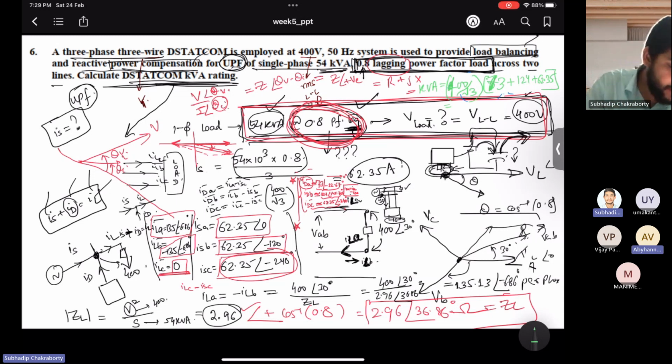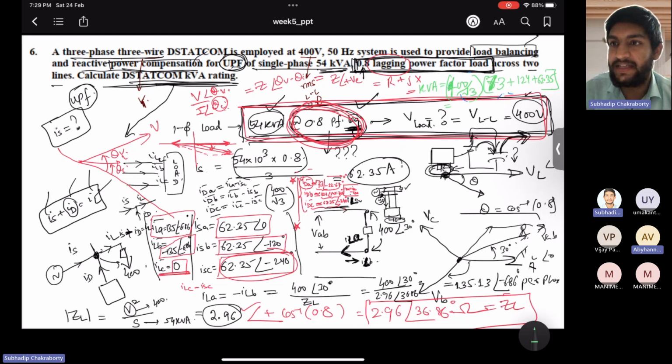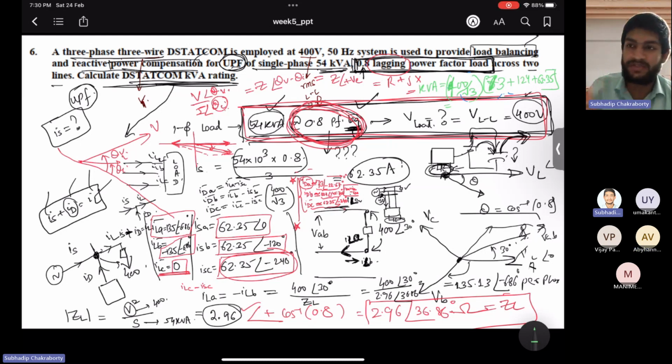Sir, shouldn't it be minus 62.35? Why? I'm taking the mod. The current is minus something, AC current, which has a phase shift of 180 degrees. Doesn't matter. The DSTATCOM has to cancel that current, so take the amplitude while calculating the KVA rating. Just take the mods.